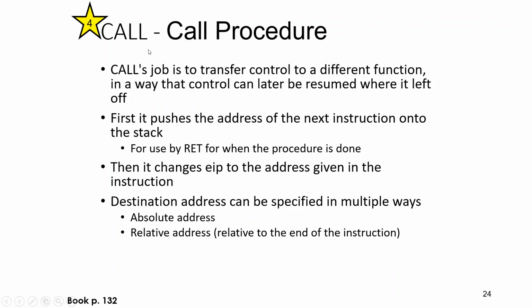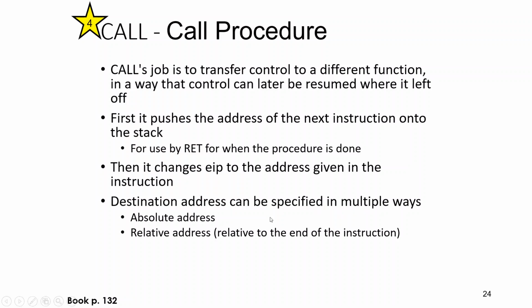Now the call procedure. Call's job is to transfer control to a different function in a way that control can later be resumed where it left off. It's just like call this function name. The control flows from that point of instruction to that function, and then returns back to the next instruction. Then it changes EIP to the address given in the instruction. As I have said, EIP is the instruction pointer, it points to the next instruction.